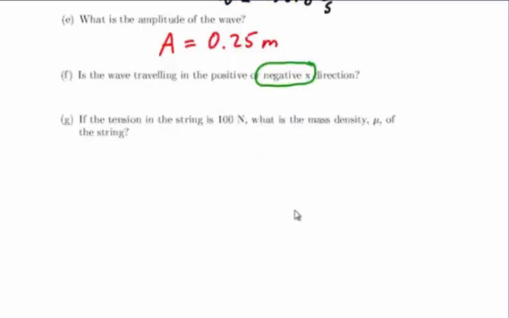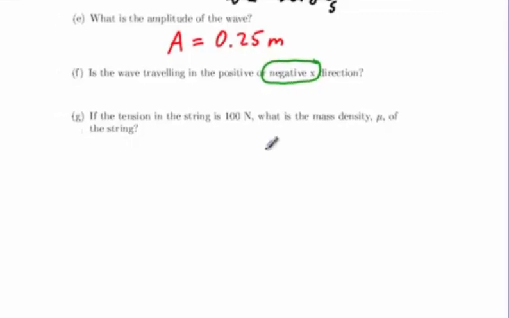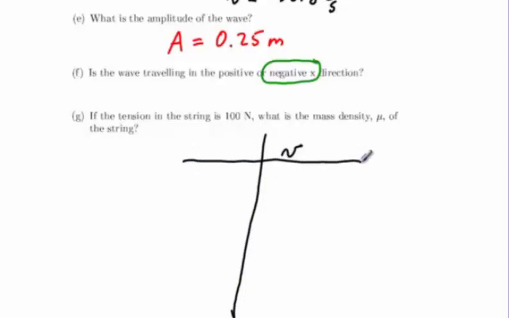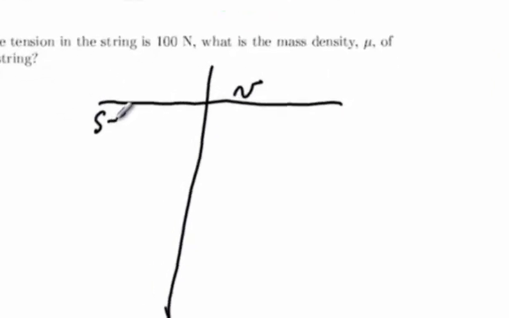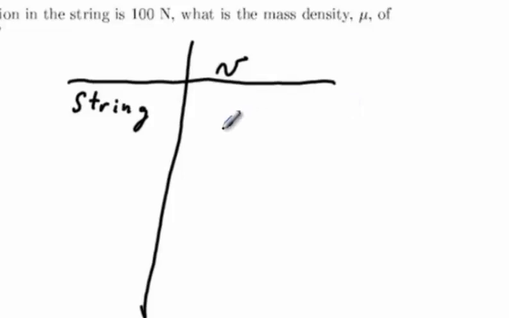Finally, we were asked that if the tension in the string were 100 newtons, what will be the mass density mu of the string? This part of the problem refers back to the fact that for every wave, the physical quantity that distinguishes the situation at hand is the velocity with which that wave travels. And we have a variety of formulas depending upon the physical situation at hand. If we have waves traveling on a string, then the velocity of these waves is the square root of the tension in this string divided by mu, where mu is the mass per unit length of the string itself.